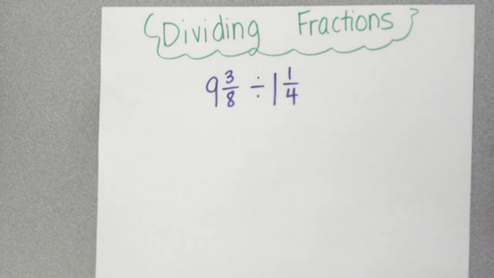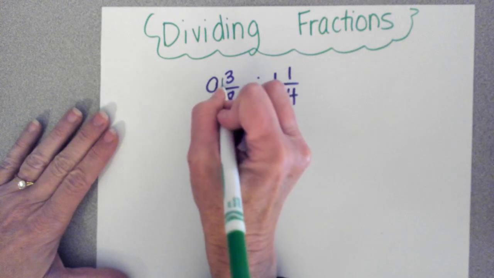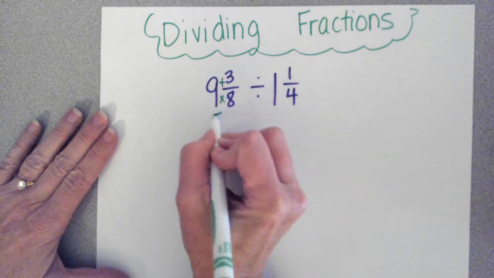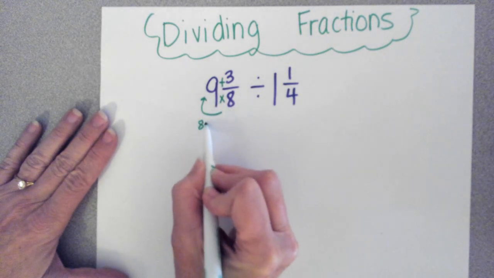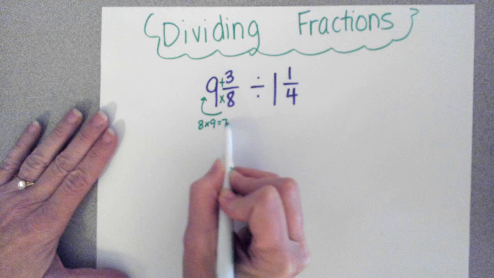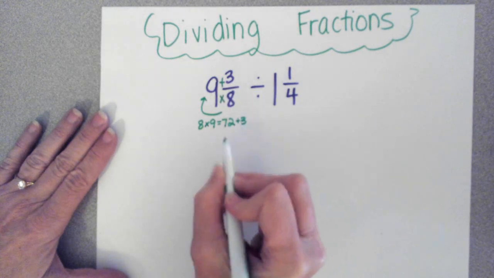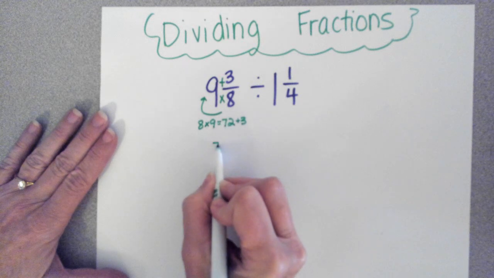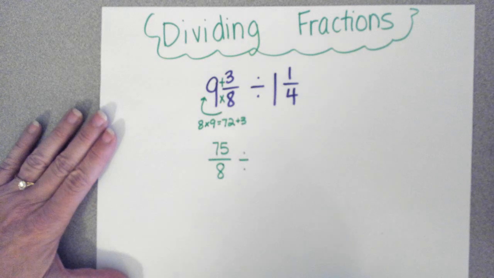Now to divide 9 3/8 by 1 1/4, the first step that we have to do is change those mixed numbers to improper fractions. The way we do that is we use the Texas two-step. So we will write the abbreviation for Texas in between the whole number and the fraction. And then we start by multiplying 8 times 9, which is 72. And then we add 3, which is 75. So 9 3/8 is actually 75 eighths.